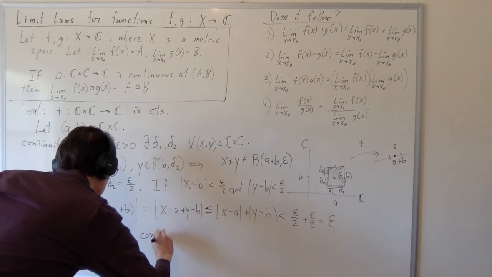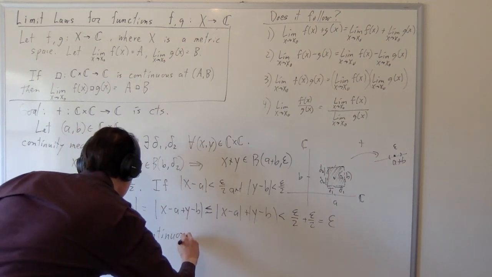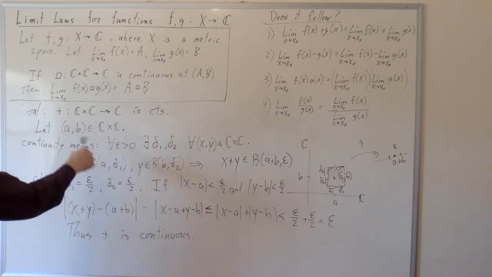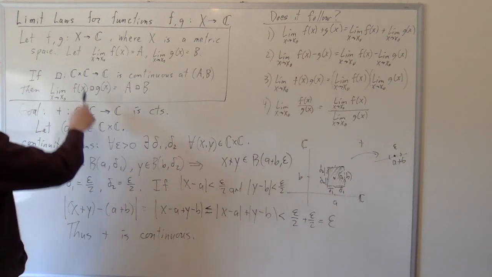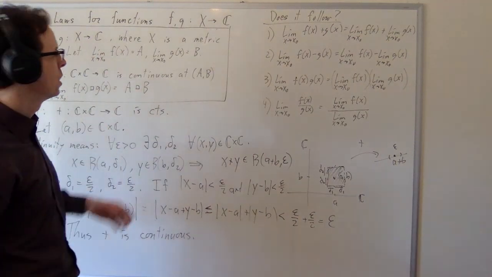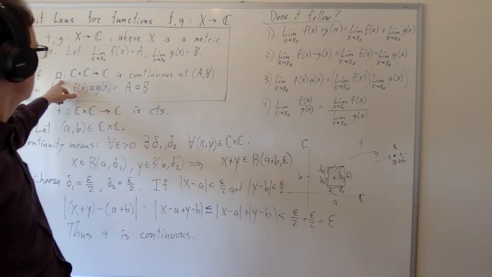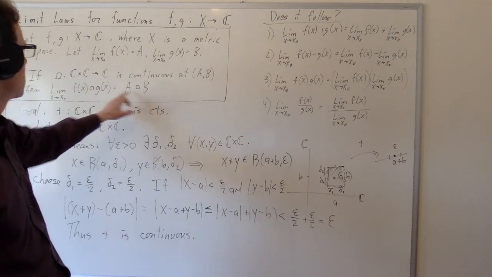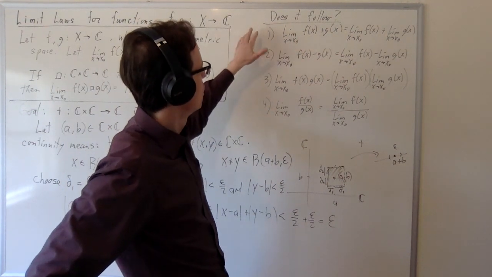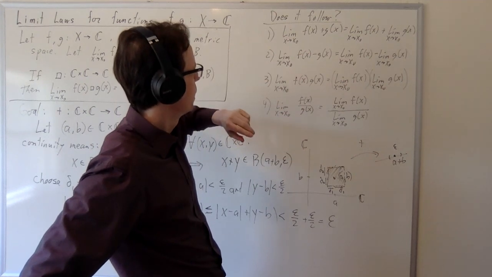Now, how is that relevant in context? In context, that means plus is continuous at every point (a, b). And so this basic principle will apply if plus is playing the role of box here. And that means that this limit law is generically true for functions to the complex plane.